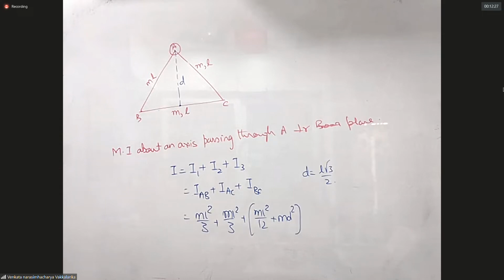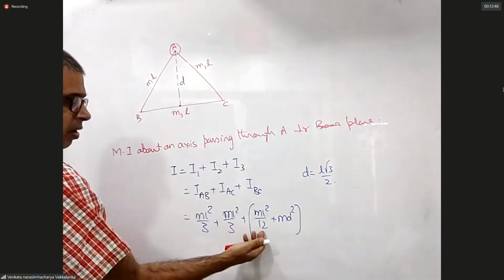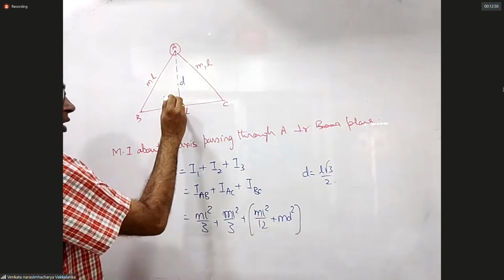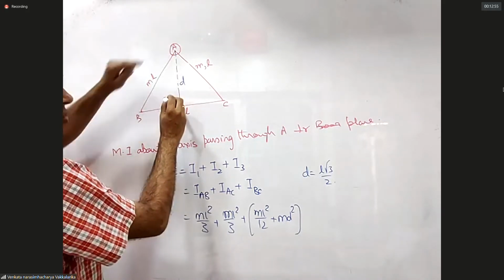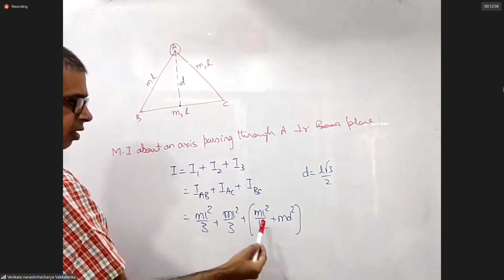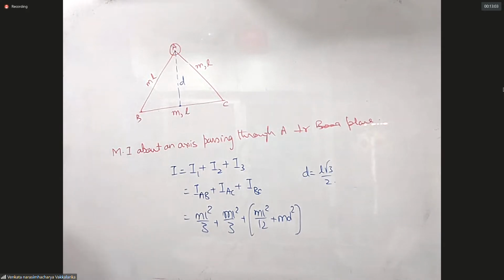Sir, shouldn't parallel axis theorem be taken from the center of mass? Yeah. So how did you take it from A? I center of mass plus MD square. This is I center of mass of BC, right? ml square by 12 is about the center of mass only. Yes, sir. I center of mass plus MD square. Don't you think there is a center of mass? Sir, understood, sir. I got confused.